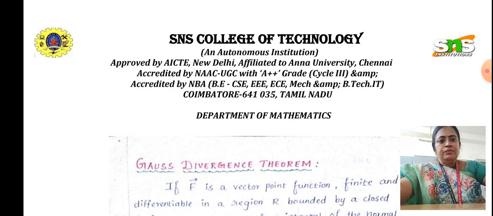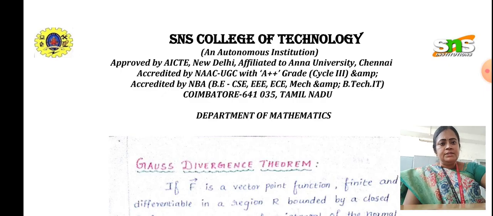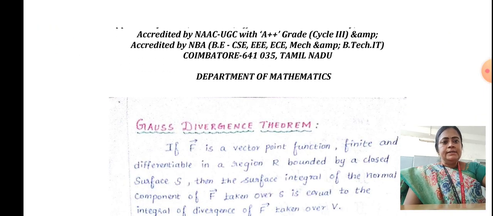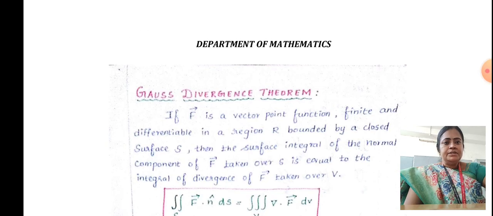In this lecture, we are going to see about Gauss Divergence Theorem. First of all, let me define what is a Gauss Divergence Theorem. If f vector is a vector point function which is finite and differentiable in a region capital R bounded by a closed surface S, then the surface integral of the normal component of f vector taken over S is equal to the integral of divergence of f vector taken over V.